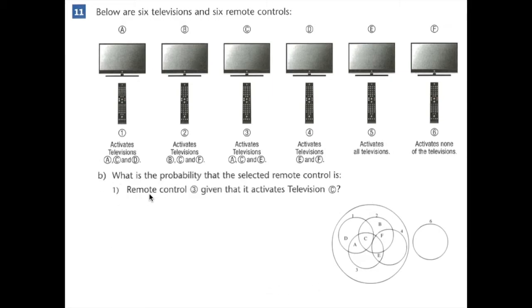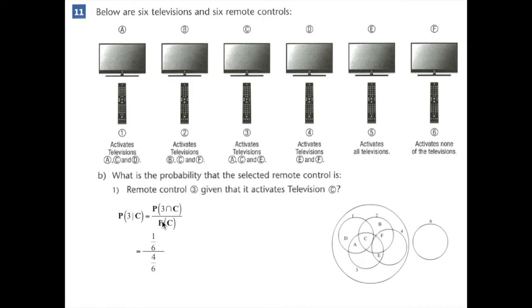11B, part 1. Remote control 3, given that it activates television C. 3 given C. So we're looking at the probability of remote control 3 and C. What controls C? Well, 1, 2, and 3 control C. What does 3 have in common with that? Well, just the 3. That's just 1 remote out of 6, is what we're saying.